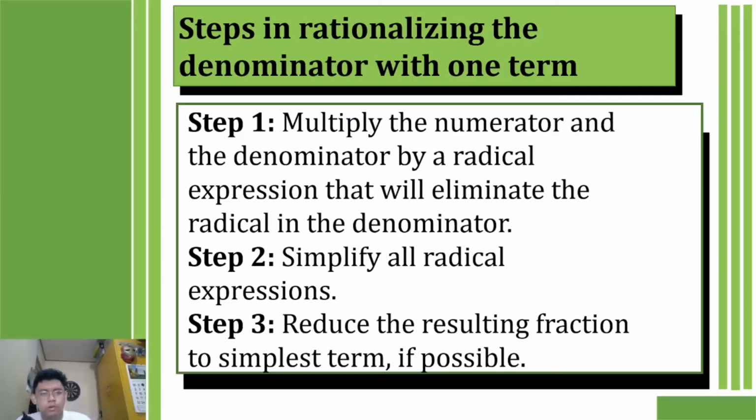Here are the steps in rationalizing the denominator with one term. Step 1. Multiply the numerator and the denominator by a radical expression that will eliminate the radical in the denominator. Step 2. Simplify all radical expressions. Step 3. Reduce the resulting fraction to simplest form, if possible. Let's proceed to our example.